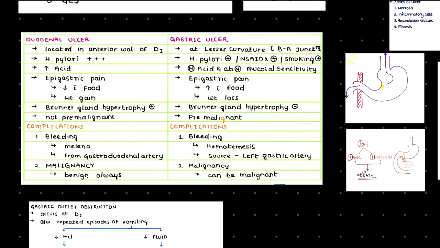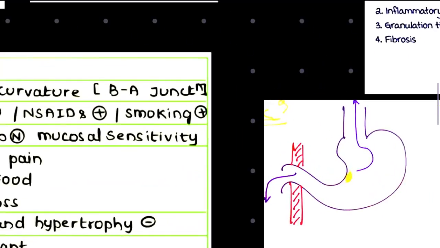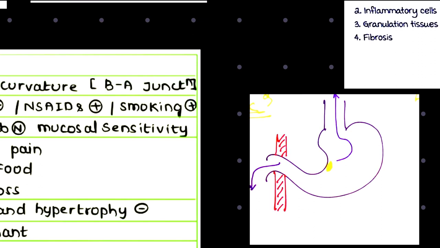Because of this bleeding, what will happen? In this topic, the thing that I would like to mention here is, if you look at the anatomy of the first part of the duodenum, what you will see is that on the posterior part there is the gastroduodenal artery.